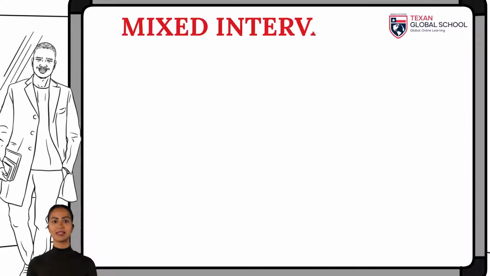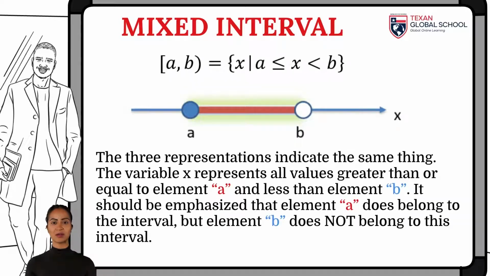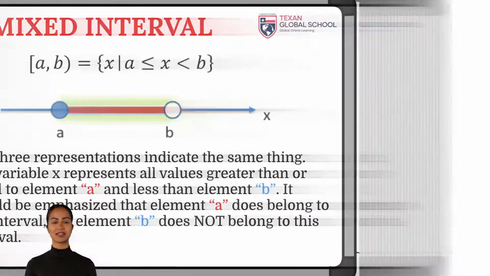Element a does not belong to the interval, but element b does belong to this interval. The other case of a mixed interval is closed on the left and open on the right, as shown. This interval represents all values greater than or equal to element a and less than element b. Element a does belong to the interval, but element b does not belong to this interval.